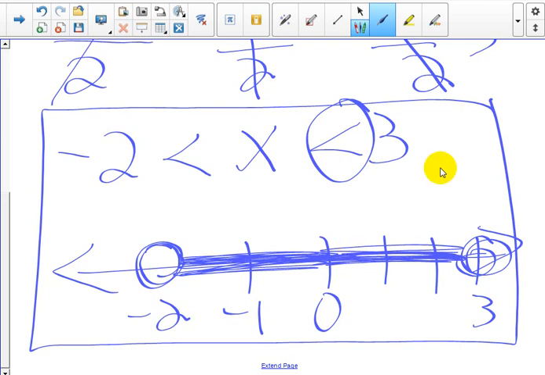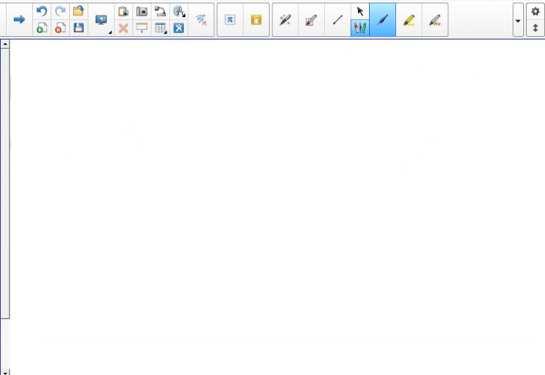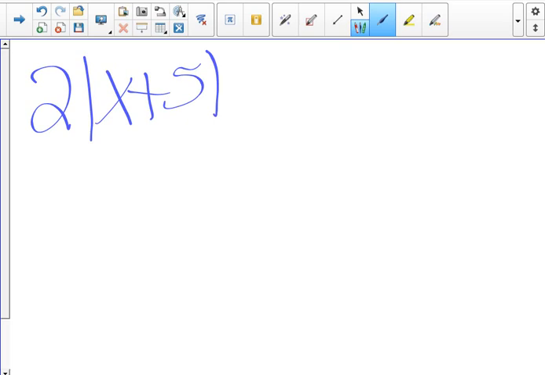All right, let's go to your workbook. So flip it over on the back of 1-6, and look at 17. So we have 2 times the absolute value of x plus 5 is less than or equal to 8. So it's less than.